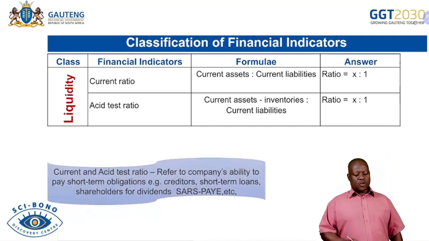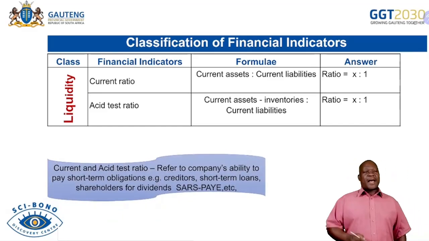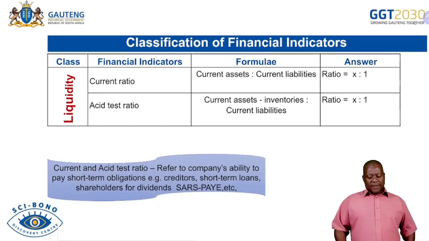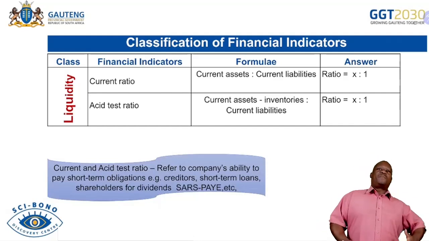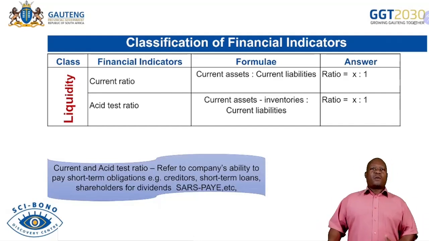Now, please take note for these two, the current and the acid test ratio, they are there to look into the business's ability to pay off its short-term obligations. So what are we going to use to pay off our short-term obligations?